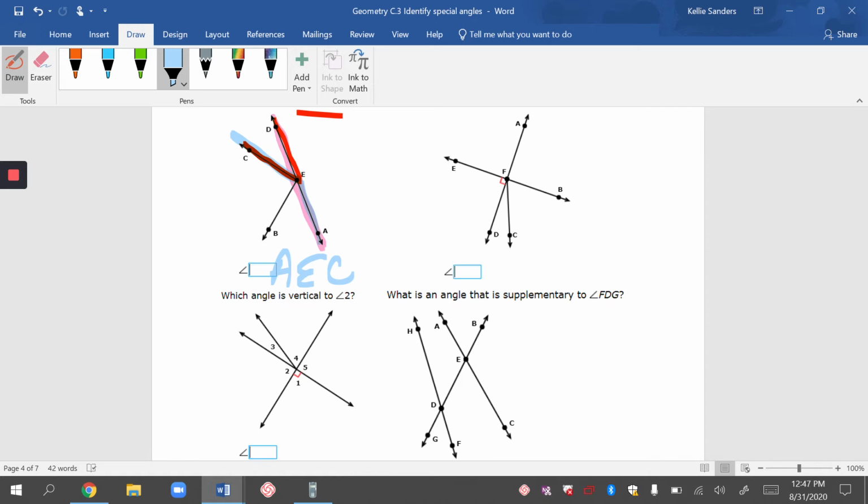All right, angle AEC. You could remember that you could also have said angle CEA. But you just can't put E because there is more than one angle with E as the vertex.